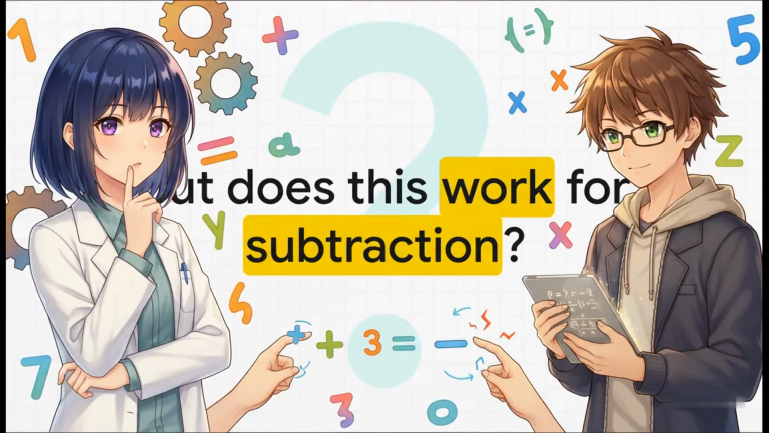So this is awesome, right? We can just shuffle numbers around however we want. But hang on a second. Does this work for everything? Like, what about subtraction? Can we just regroup things there too? You know what?